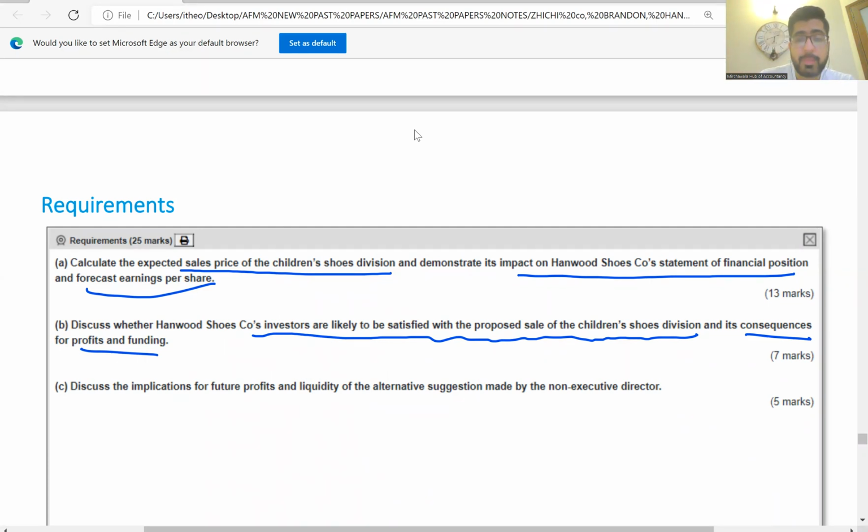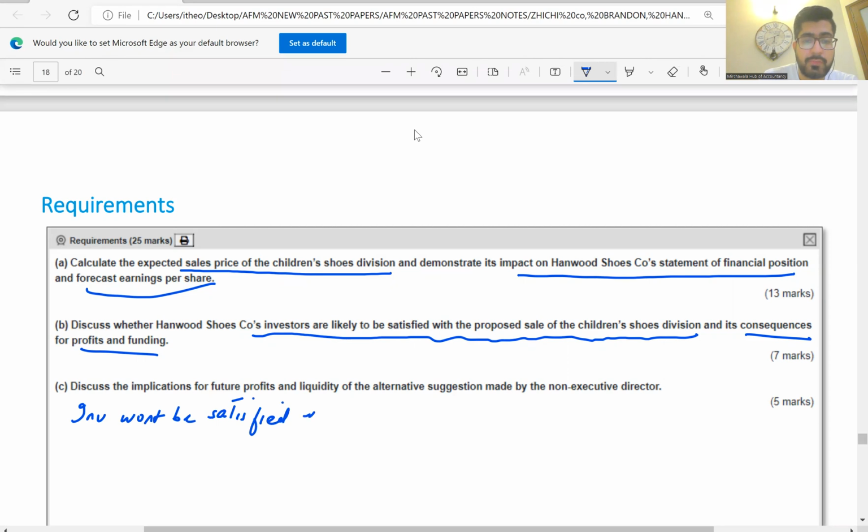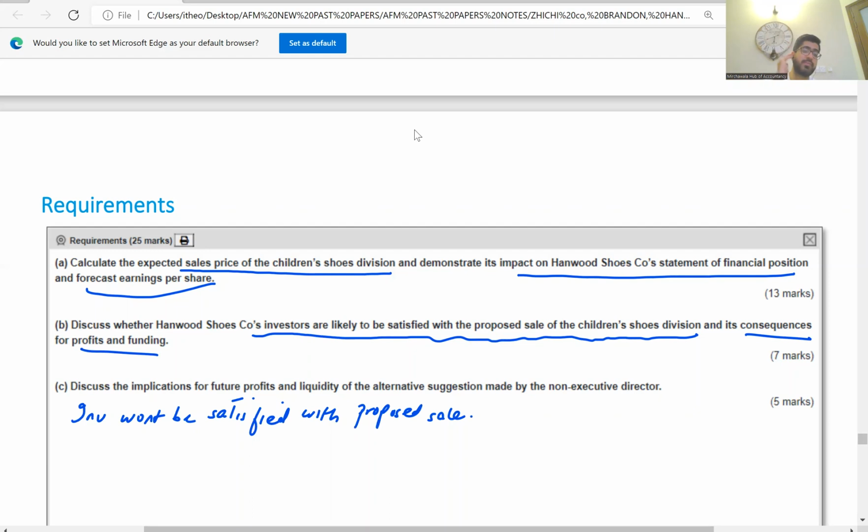You can write your opinion, but in my opinion, if it is asking whether investors are likely to be satisfied with the proposed sales of Children's Shoes division, my opinion is investors won't be satisfied with proposed sale. Now, if I have written they will be satisfied, I need to justify it. If I have written investors won't be satisfied with proposed sales, I have to justify it with 3 or 4 points to gain 3 or 4 marks.